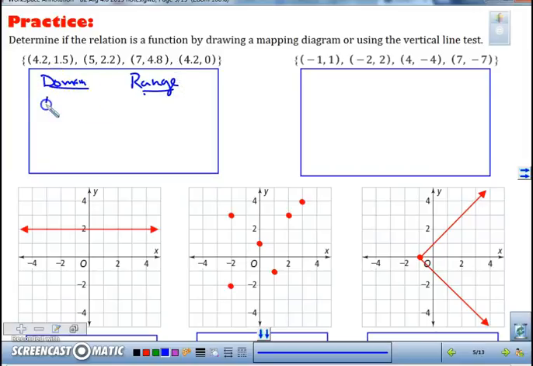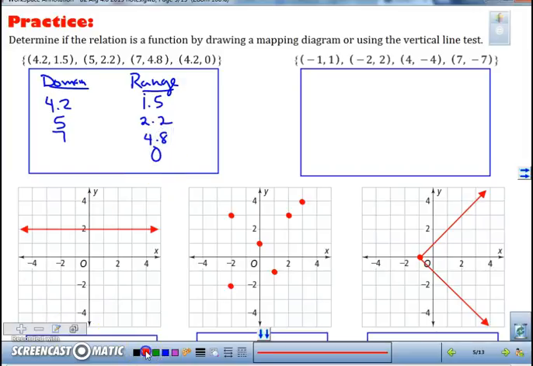So for the domain, we're going to have 4.2, we're going to have 5, we're going to have 7, and we have 4.2 again. We're not going to write it again. When we are mapping it, we have 1.5 for our range, 2.2, and notice I'm just simply taking the y values, 4.8, and 0.